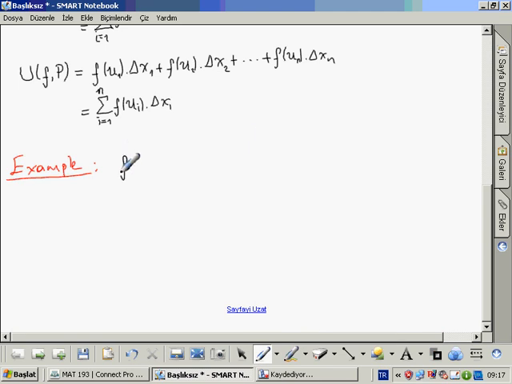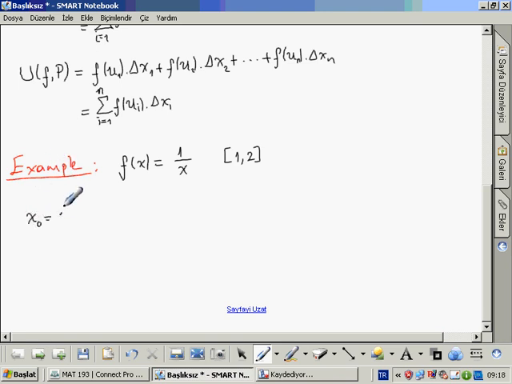For example, f of x equals 1 over x, right? And the closed interval [1, 2]. We know that this function is continuous on this interval, okay? Because this function is a polynomial function, and polynomial functions are continuous on the whole real line. Don't forget it, okay?